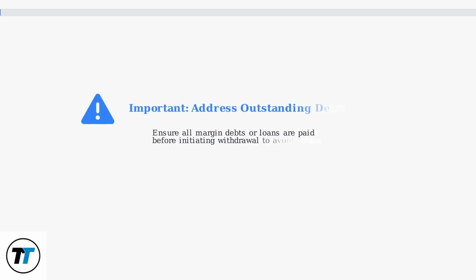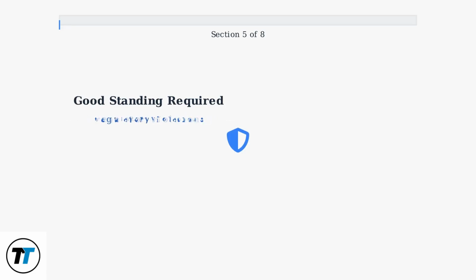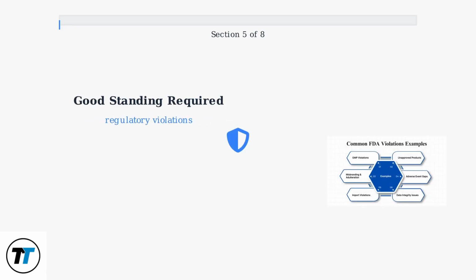Before starting any withdrawal, make sure you've addressed any outstanding margin debts or loans. These must be resolved first to prevent complications with your account closure. IBKR requires your account to be in good standing, meaning no regulatory violations, to proceed with closure. This ensures compliance with financial regulations and protects both the firm and users.